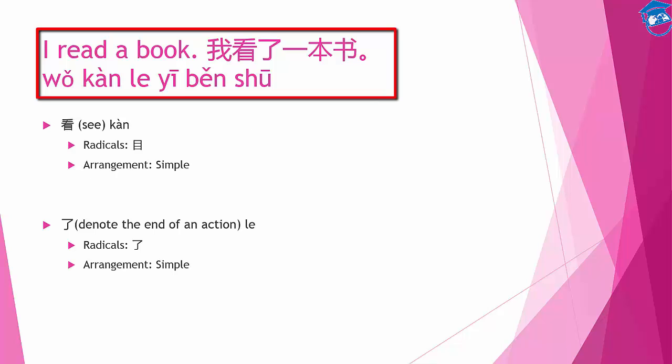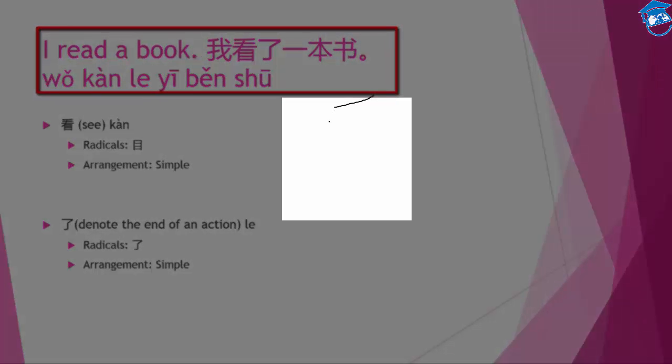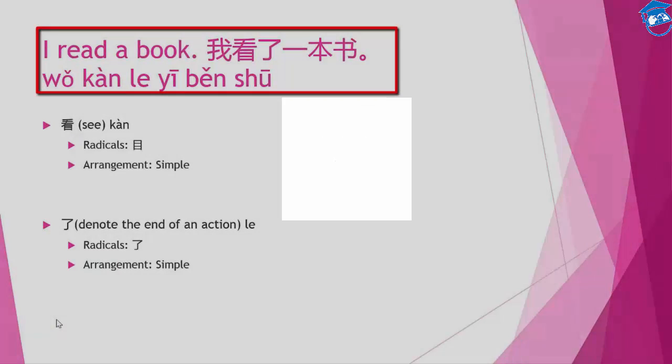Here's how I write 看. 1 2 3 4 5 6 7 8 9 看.